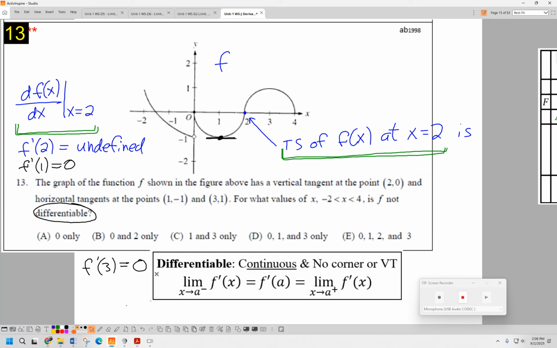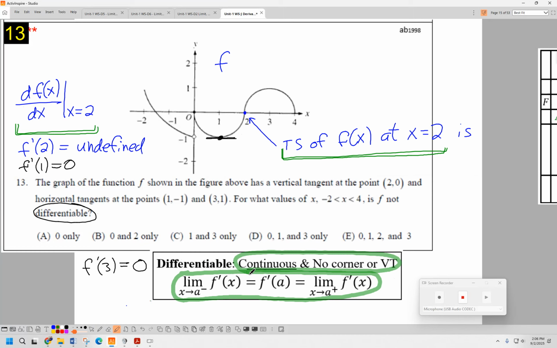This formula we will not use in Unit 1. We will not use it till Unit 2. So the formula you don't need to worry about right now. You just need the words. Okay, f is differentiable as long as f is first continuous.